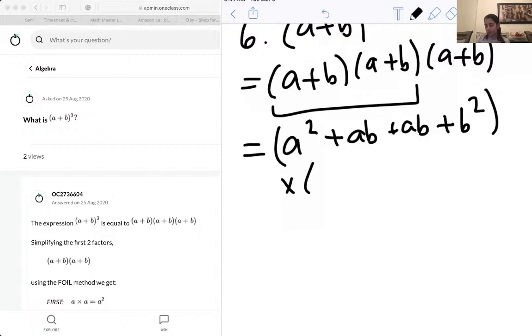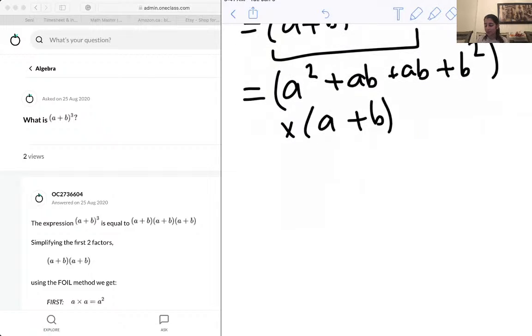by a plus b. Some students make the mistake of forgetting to multiply it by the third term at the very end, and that's where they lose marks. Please don't forget to do that. So over here, we're going to multiply each and every term with the smaller bracket. So a squared times a is a cubed. A squared times b is a squared b. Then we move on to the next term.